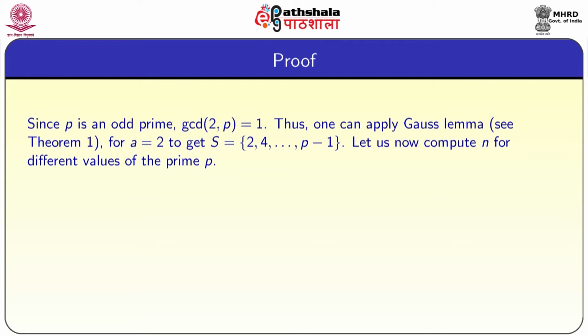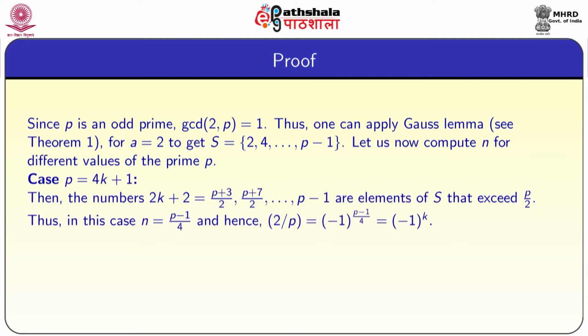Since p is an odd prime, GCD of 2 and p is 1, thus we can apply Gauss lemma. That is, a is equal to 2, so we consider the set S equal to 2 into 1, 2 into 2, and so on, up to 2 into (p minus 1)/2. So, we get S equal to 2, 4, up to p minus 1. Let us compute n for different values of the prime p.